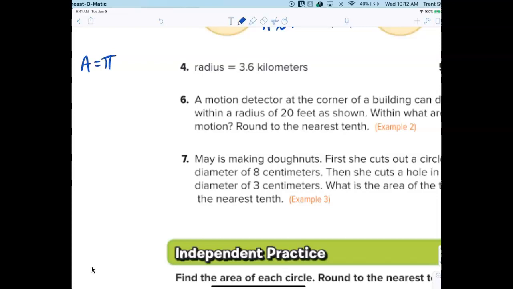A equals pi r squared. Good. What's the radius? The radius is 3.6. Good. So the area is approximately 40.72 what? Kilometers squared. Thank you. Perfect.